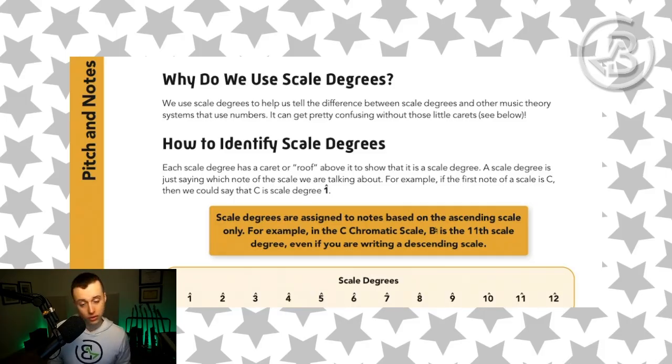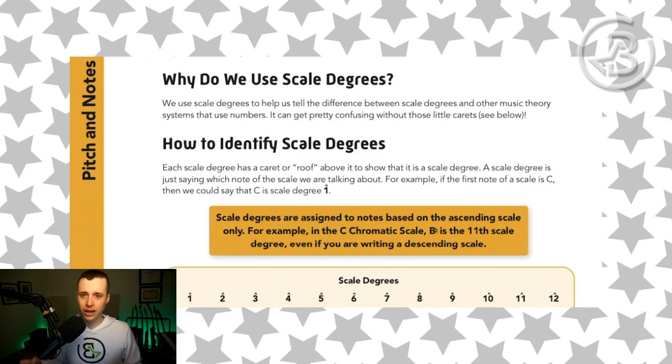So why do we use scale degrees? We use scale degrees so we can understand and analyze scales and also melodies of famous songs that you know and you love later on in this course. We also use scale degrees so that we can tell the difference between scale degrees and other things in music theory that also use numbers. Because we have 1, 2, 3, 4, 5, 6, 7, 8, 9, 10, 11, 12, all these numbers we use in everyday life. We use those numbers for many different things in music theory.